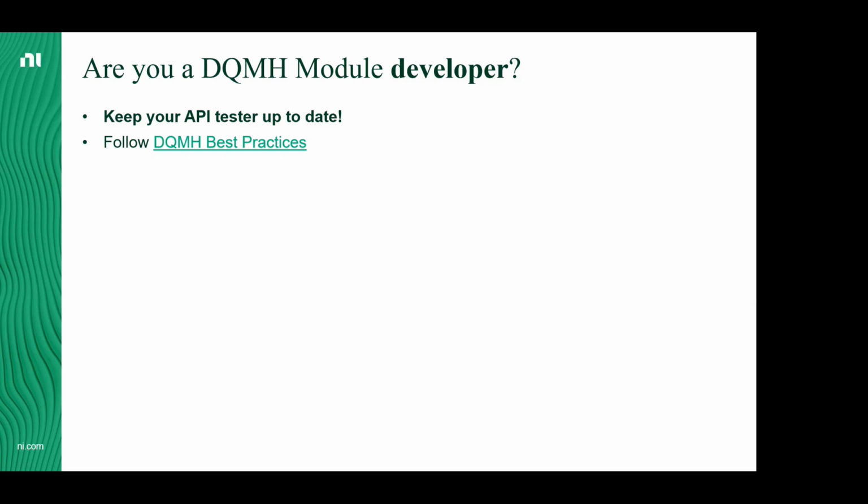There's a document online, DQMH best practices. There's a lot more to DQMH than what I showed in that demo. There's concepts called helper loops. There's concepts called request and wait for reply VIs. Those are all more advanced topics related to DQMH that have best practices associated with them.